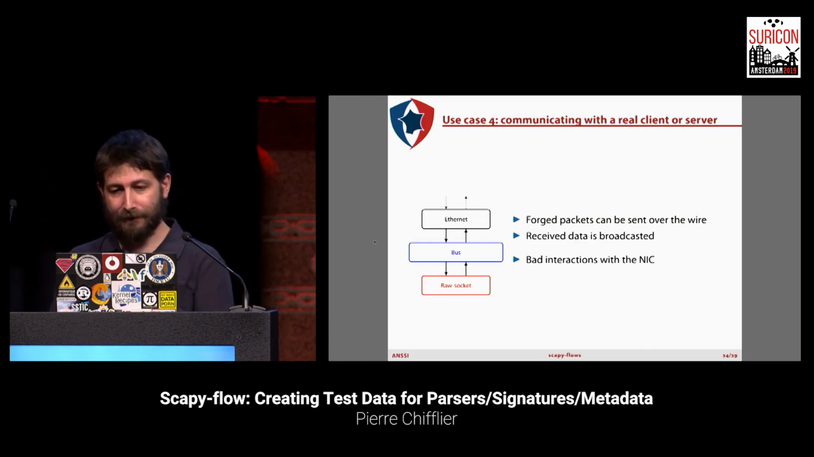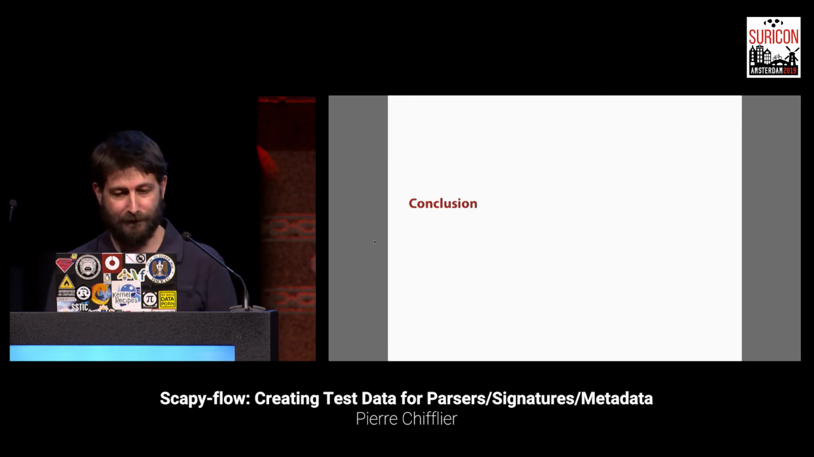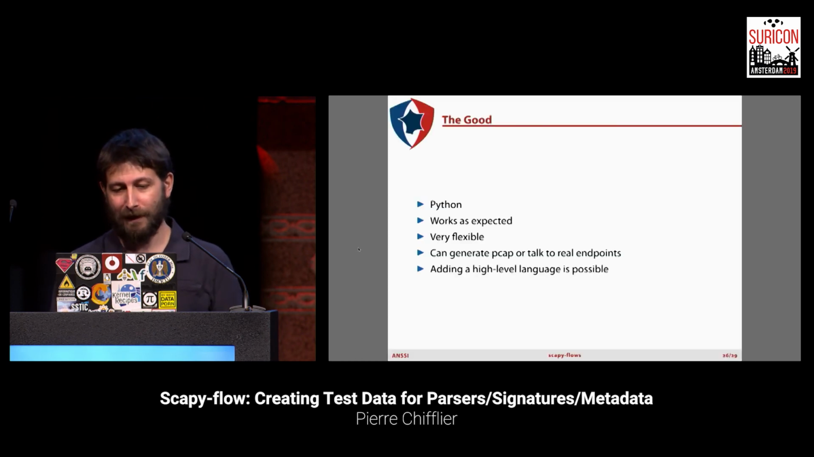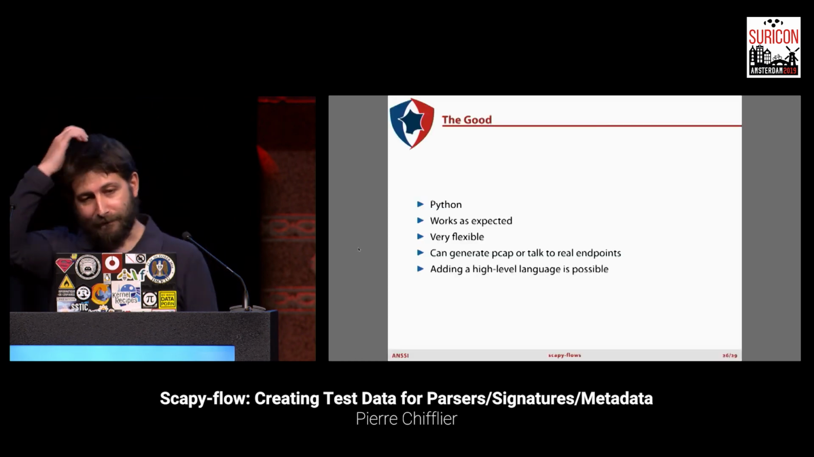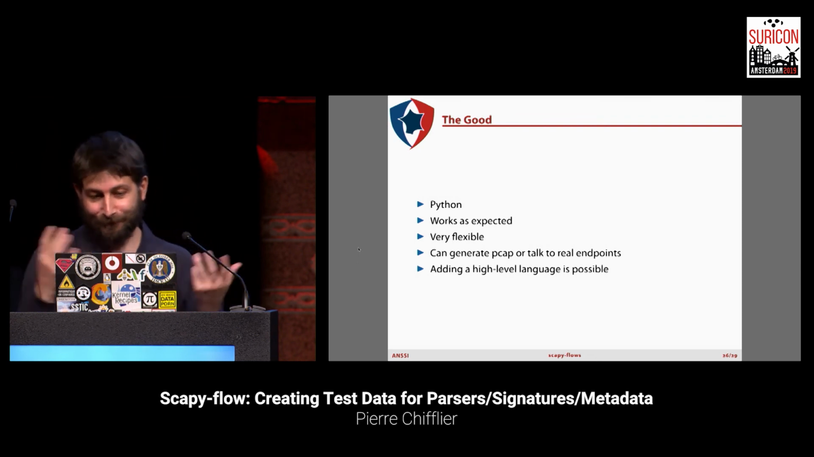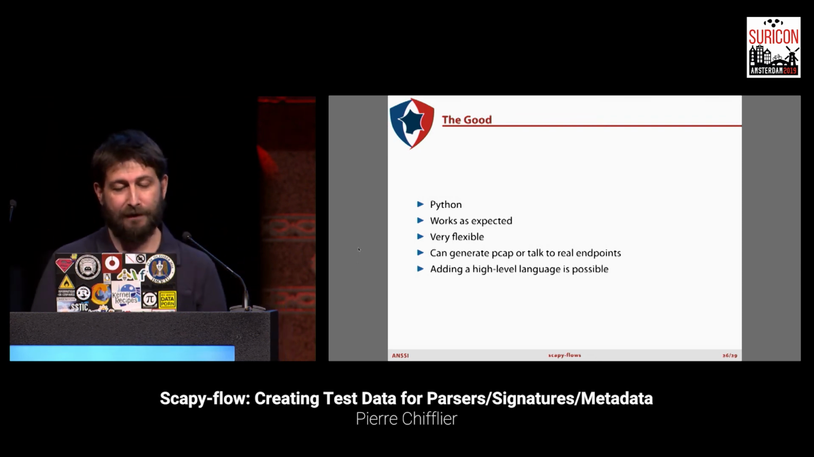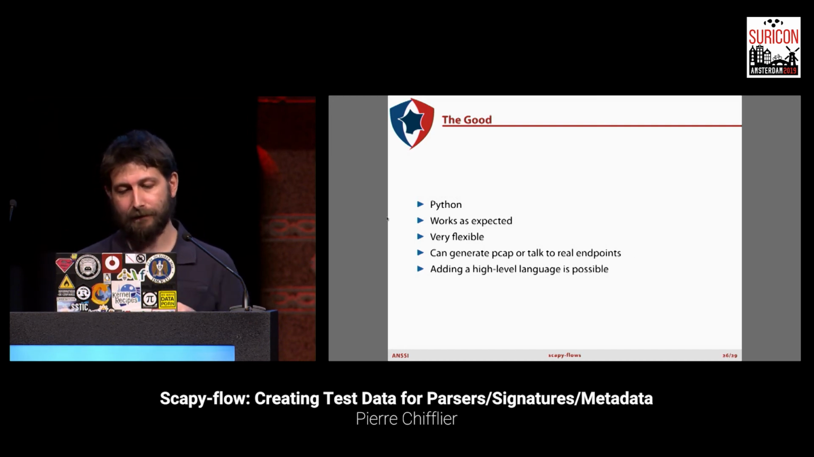So these are a few use cases I've done using Scapy-flow, which I believe is really interesting. To conclude, I must be honest. So what's good? It's Python, so it's very easy to do some stuff, craft a file. It works as expected. It's very flexible. You can generate pcaps. And adding a DSL, or high-level language, will be possible.